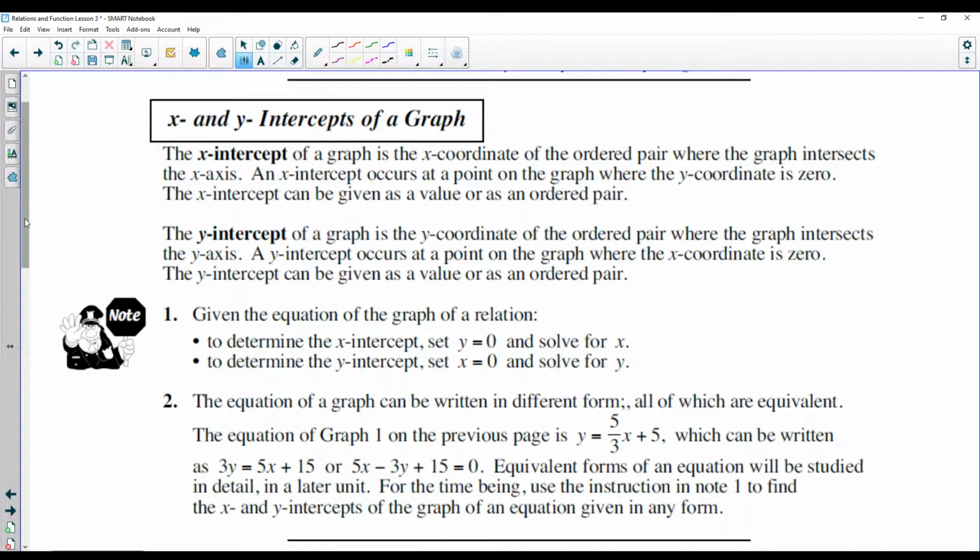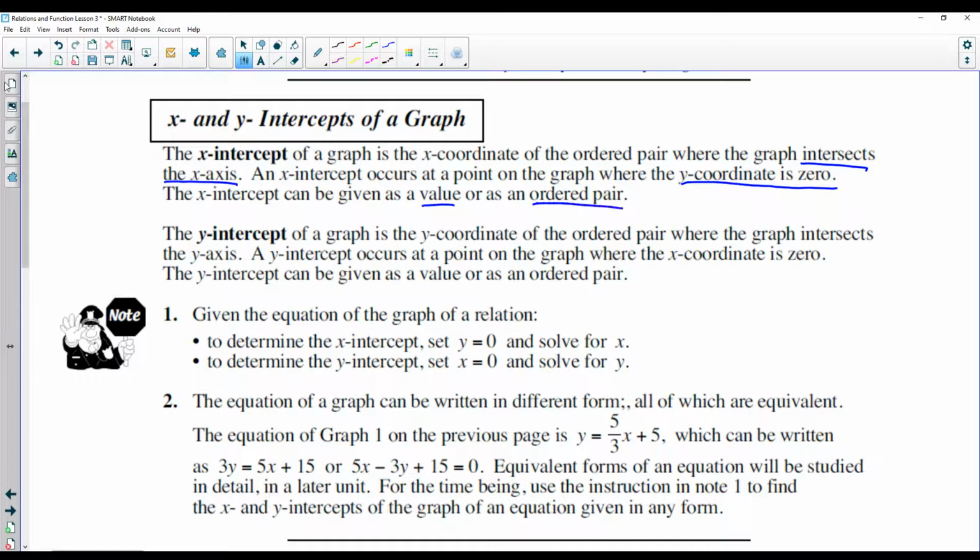So this page starts off by giving some definitions of what an x and y intercept is. The x-intercept of a graph is the x-coordinate of the ordered pair where the graph intersects the x-axis. X-intercept just means intersection on the x-axis. An x-intercept occurs at a point on the graph where the y-coordinate is 0. And we showed that. All of my x-coordinates had y-coordinates that were 0. And the x-intercept can be given either as a value or as an ordered pair.